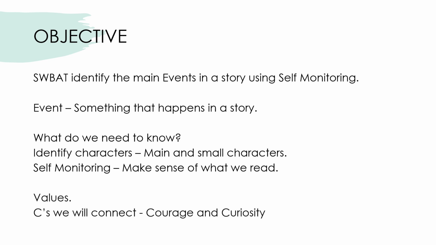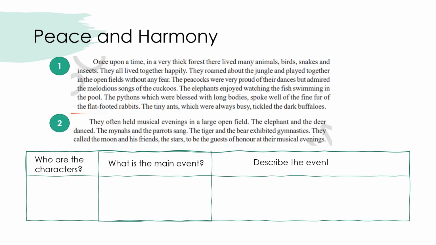Values that we are going to connect today are courage and a lot of curiosity. So let's go on with the objective. We are still continuing with the lesson Peace and Harmony. Today we are going to look at the main events that are happening in the story and write them down. I will show you how I am doing this for the first two paragraphs in the story.